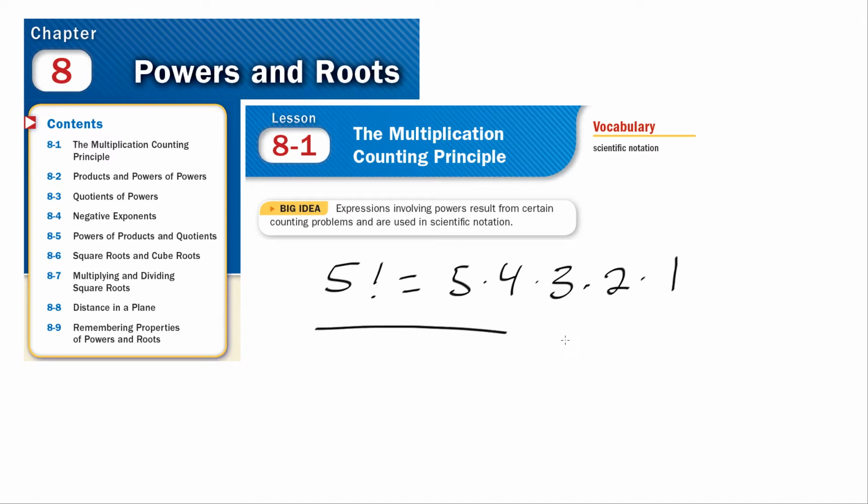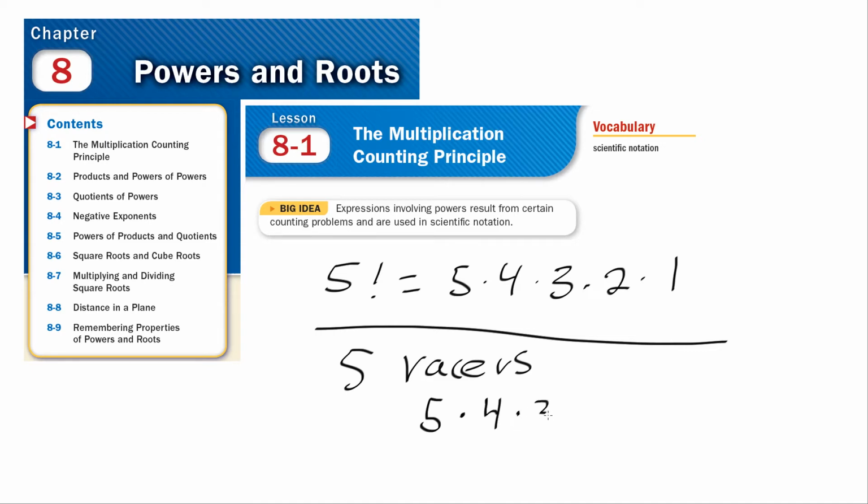So let's say we have a race and there are 5 racers. What are the possible ways they could finish? Well, there are 5 different possibilities for the first place racer. Once first place is gone, there are only 4 racers left, so there are 4 possibilities for the second place racer. Then for third place there are 3 left, for fourth place there are 2 left, and finally the person who finishes last, there's only 1 person.